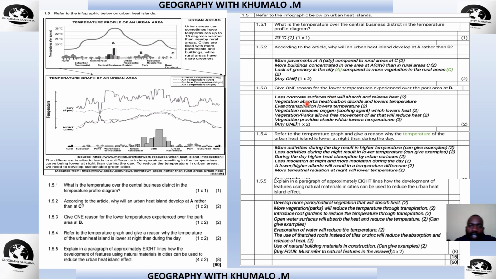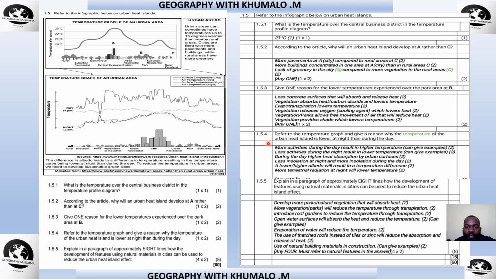That was very simple. Next: give one reason for the lower temperature experienced over the park area at B. Now, the lower temperatures are due to the opposite of 1.5.2. So it's less concrete surface that will absorb and release heat. The vegetation absorbs heat and carbon dioxide and lowers the temperatures. There is evapotranspiration that lowers temperatures. Vegetation releases oxygen, which is a cooling agent which lowers the heat. Vegetation and parks allow free movement of air that will reduce heat. Vegetation provides shade with lower temperatures.